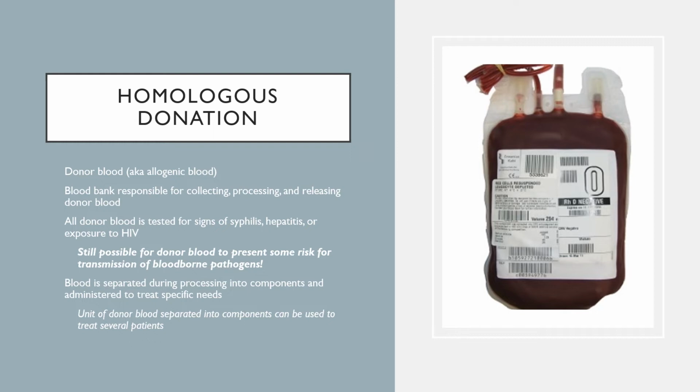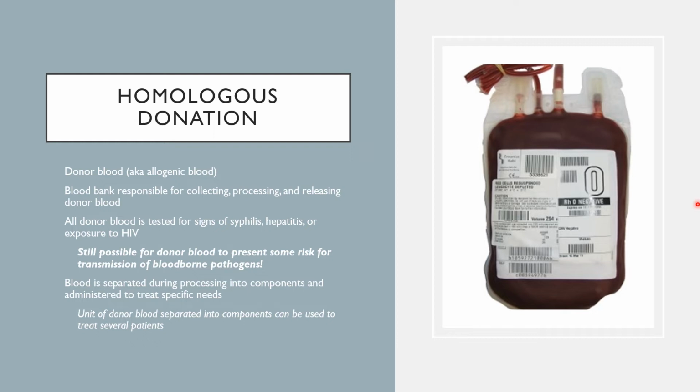All donor blood is tested for signs of syphilis, hepatitis, or exposure to HIV, but it needs to be noted that it is still possible for donor blood to present some risk for the transmission of bloodborne pathogens. Blood is separated during processing into components and administered to treat specific needs. One unit of donor blood separated into components can actually treat several different patients.